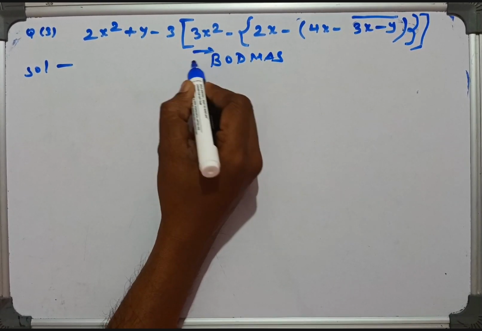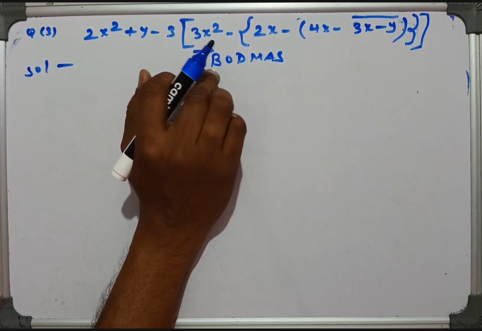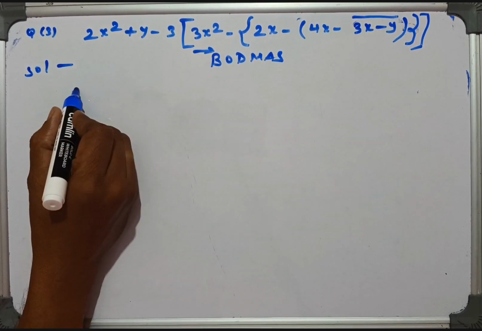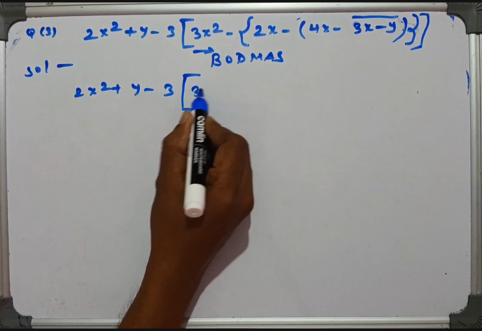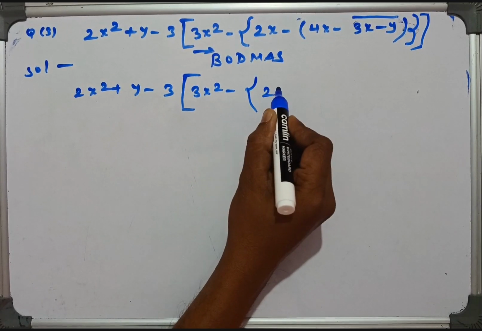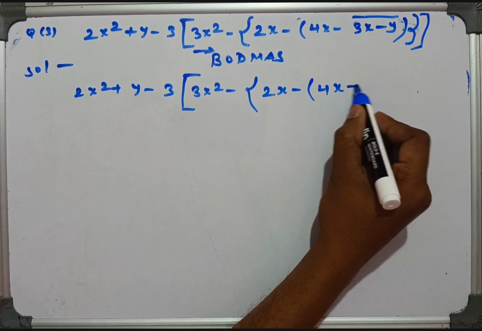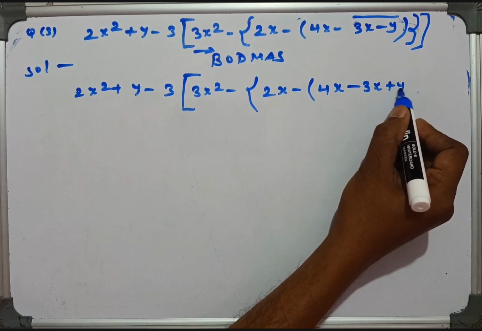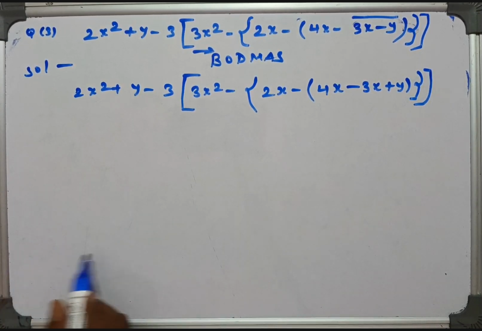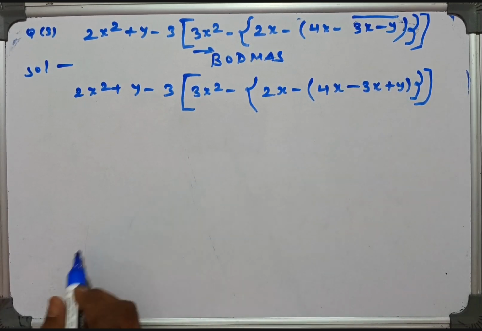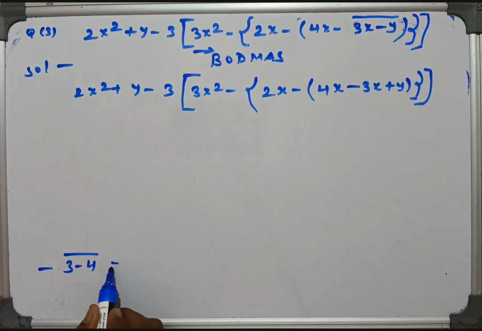Okay, we go left to right, B stands for bracket or B also stands for bar. Okay, so we solve the bar first here. So 2x square plus y minus 3, and this one curly bracket open 2x minus 4x. Now we can write it as minus 3x plus y, okay, and then again write it like this. See why I have written minus then plus, okay. Suppose 3 minus 4 and this sign is given, okay.